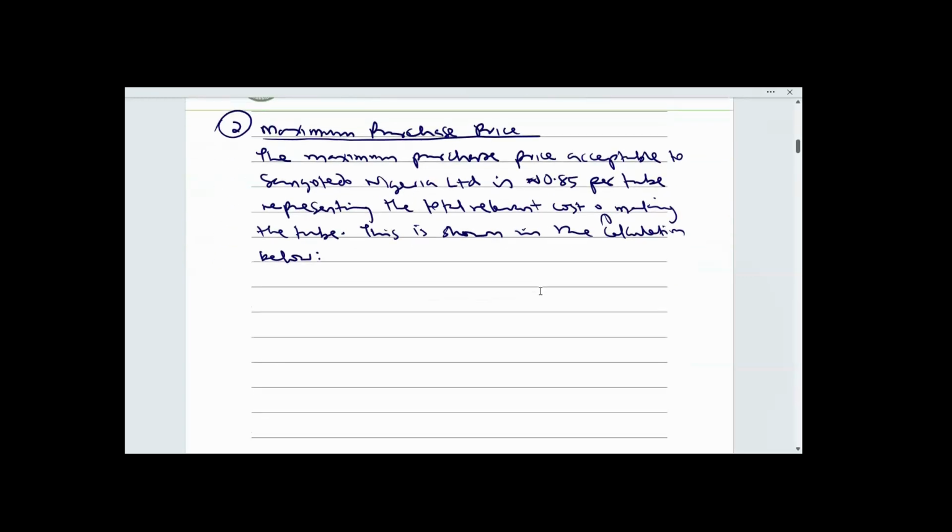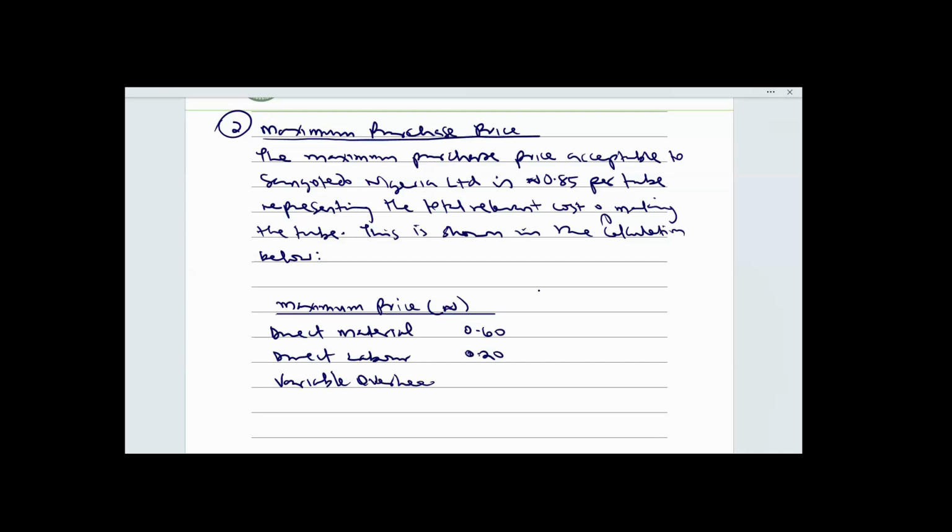You now list all those. Maximum price: direct material, which is 60 kobo. Direct labor, 20 kobo. Variable overhead, 5 kobo. Total 0.85. That's it. That's the maximum purchase price acceptable to you. You can't pay more than what it will cost you. All right.